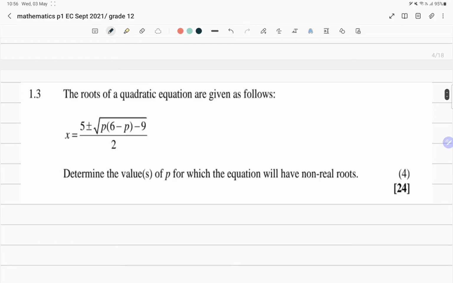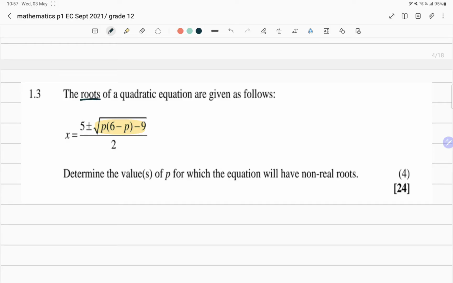Okay, let's get to 1.3. It says now the roots of a quadratic equation are given as follows. x equals 5 plus or minus the square root of p(6 minus p) minus 9, over 2. But now what is of note is that the discriminant is what is under the square root sign. And we know that the nature of the roots have a heavy bearing on the discriminant.